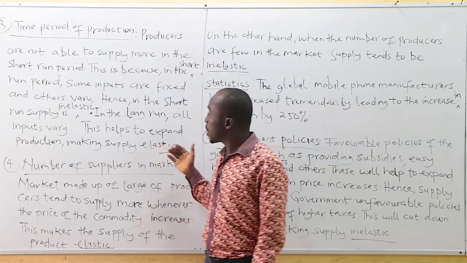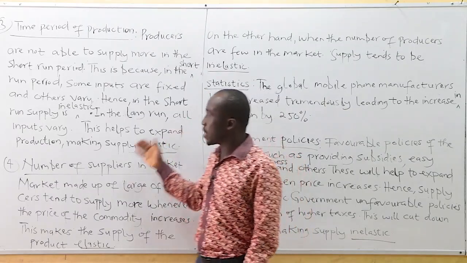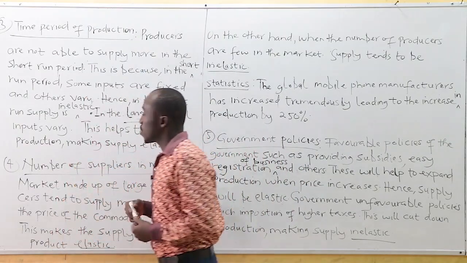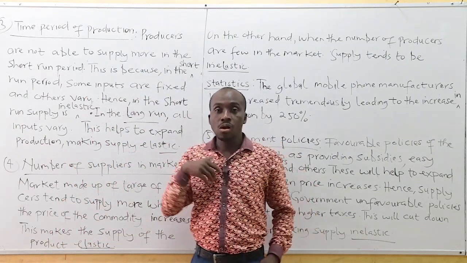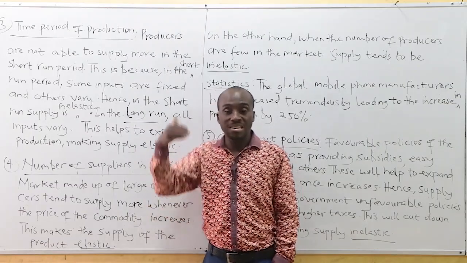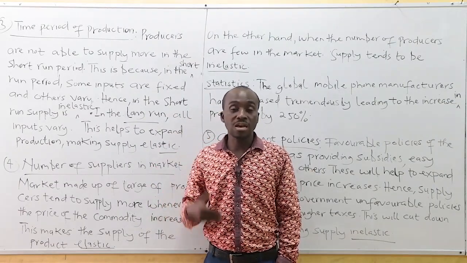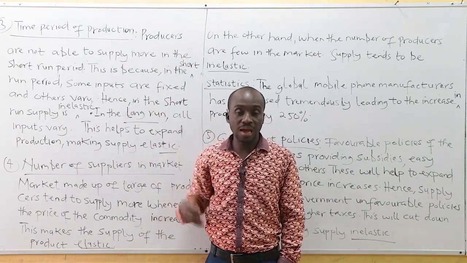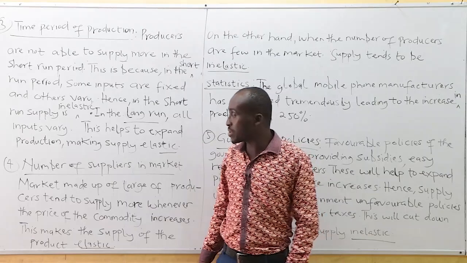So what about in the long run? In the long run, all inputs vary. Because the time period is long, you can change all your inputs. And when you can change all your inputs, then you expect that you can produce more as you wanted, because price has risen.